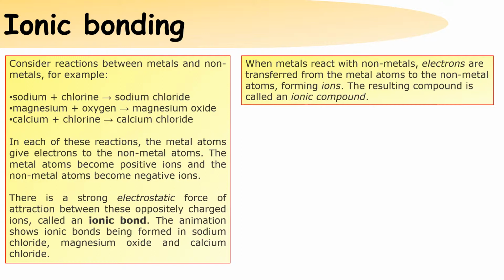In each of these reactions, the metal atoms give electrons to the non-metal atoms. The metal atoms become positively charged, the non-metal atoms become negatively charged. There is a strong electrostatic force of attraction between these oppositely charged ions, called an ionic bond.